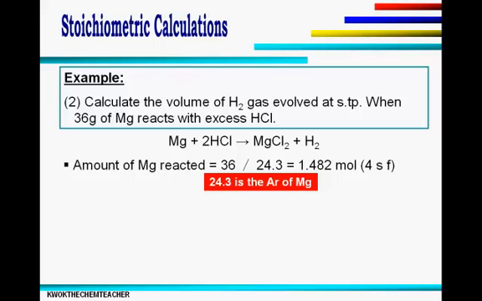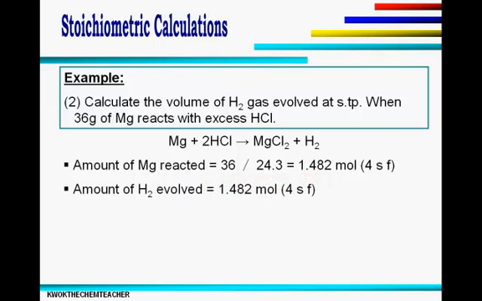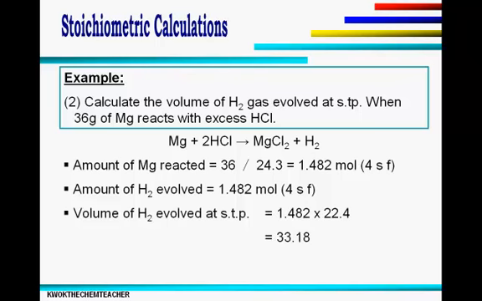Why do we make this calculation? It is because 24.3 is the Ar of magnesium. The amount of hydrogen evolved will be 1.482 moles. The volume of hydrogen evolved will be 1.482 multiplied by 22.4. That's because the molar volume at standard temperature pressure is 22.4. That will give me 33.18 and I will change it to 33.2 dm³.